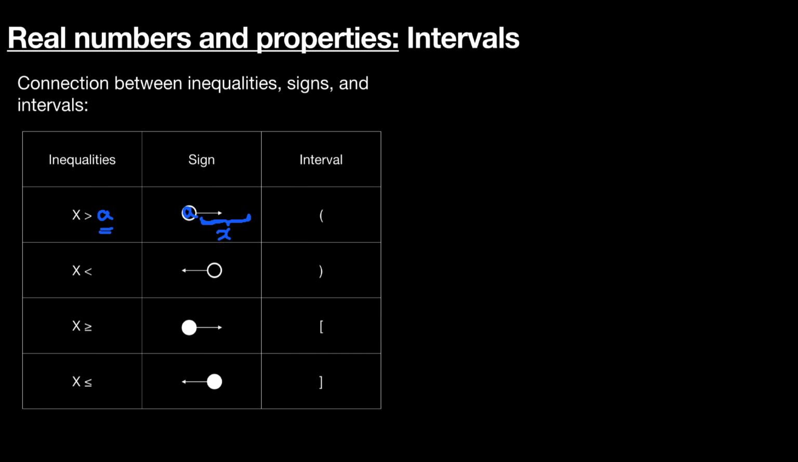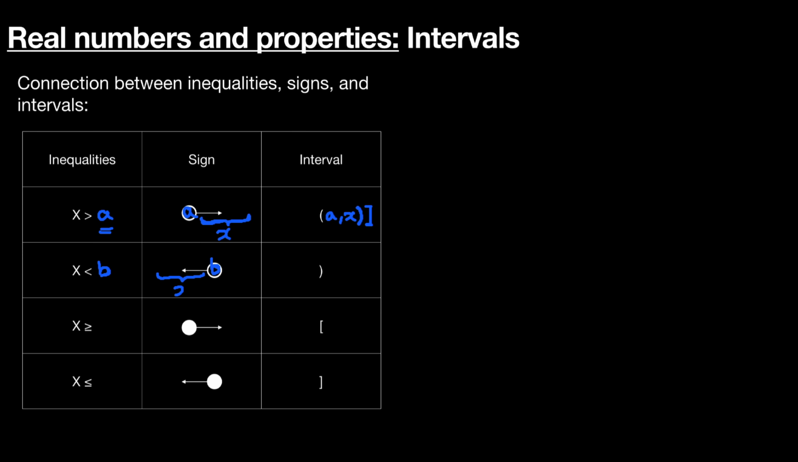And similarly over here, we could write it as (a, x), and we could have either a curved bracket or a square bracket, depending on how our interval is ending. So this is how we can relate inequalities, signs, and the interval notation that we have all together. I'll go through a few more examples. So over here, if we have x less than b, then we're saying that this value is b. And x could be any value less than b, but not equal to b.